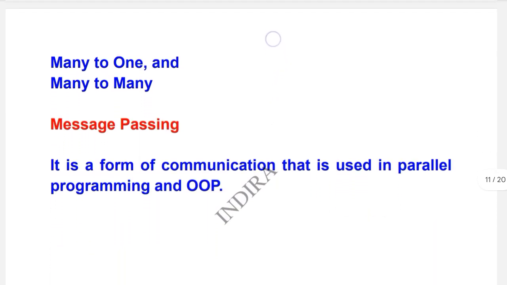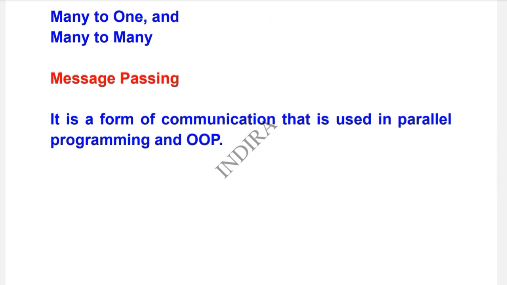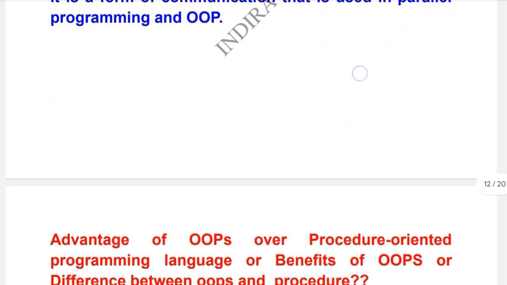Next, message passing and cohesion is the same. It is nothing but a form of communication that is used in two different programming paradigms. One is OOP and the second one is parallel programming. That means the communication between object oriented programming and parallel programming is known as message passing.